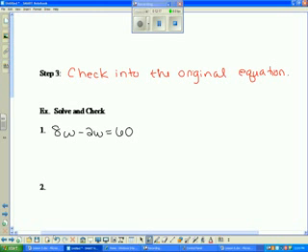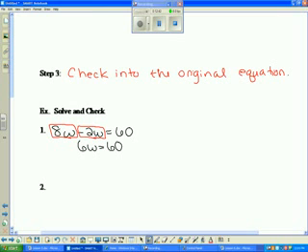Okay, you ready? Felicia, what are my like terms? 8W and negative 2W. Good, 8W and negative 2W. So I need to combine those first. When I combine them, what do I get? 6W, good. 6W equals 60.